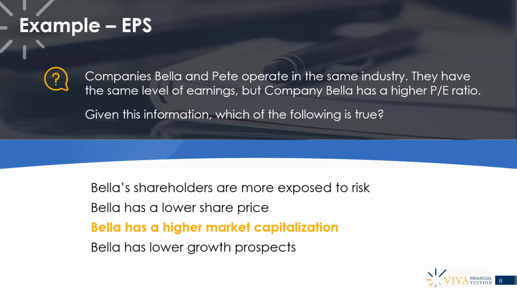If you went for the first option here, Bella's shareholders are more exposed to risk. There is an argument that you could get to that. The reason being that if your investors are paying more to buy Bella's shares because they've got a higher share price, but the earnings are the same as Pete, then you've invested more for the same earnings. You're more exposed to the risk of the company not growing. But that's not as good an explanation as the higher market capitalization of shares being worth more. So that is the best answer, the third one. The next best answer is the first one. Okay, that concludes this recording.